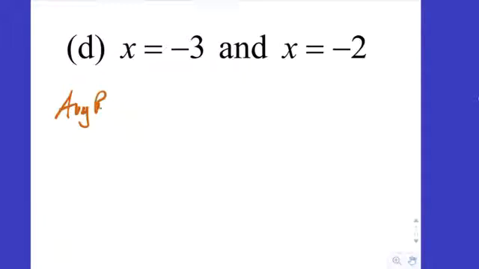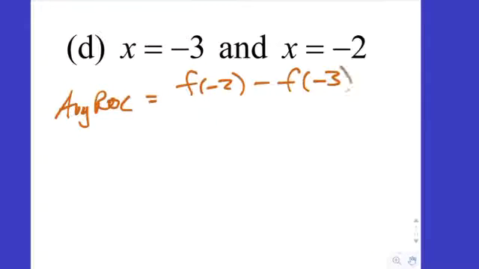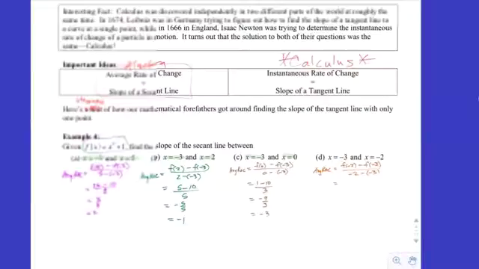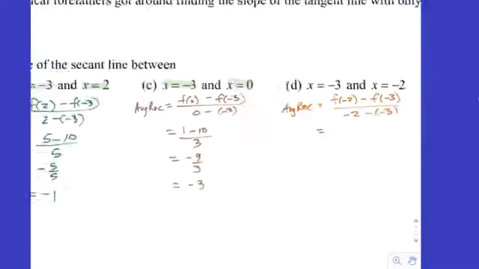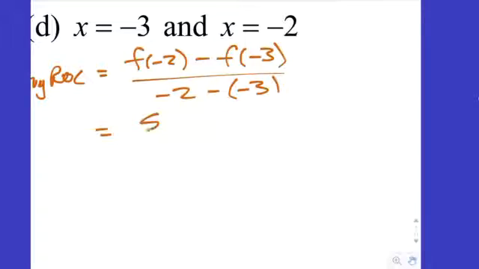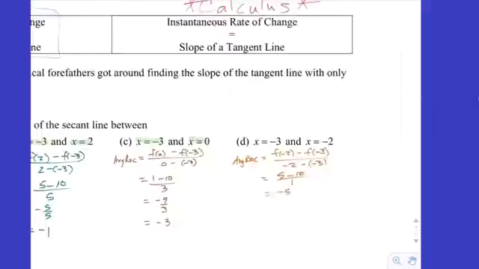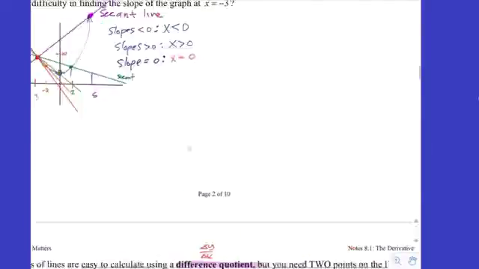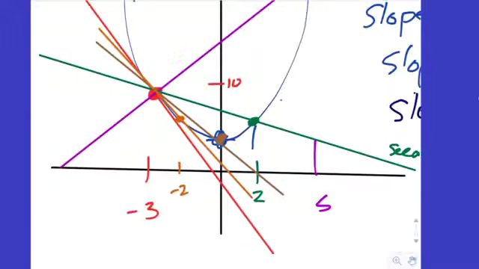The average rate of change, ROC, is f of negative 2 minus f of negative 3 all over negative 2 minus negative 3. So f of negative 2, when you plug it in, is 4 plus 1 is 5. Minus, that's still 10, all over 1. So you get negative 5 over 1, which is negative 5. So if the slope of the orange line is negative 5, now we could say that the tangent line, what we're really interested in, could be approximately negative 5, yeah?